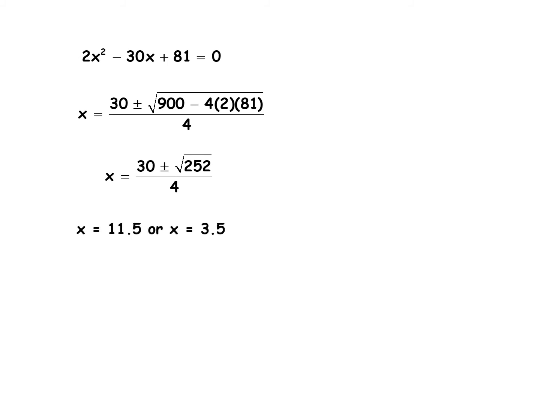Again, I'm going to put it in my calculator. And now I get 11.5 or 3.5. You can see that if I pick 11.5 and I say 15 minus 11.5, I'm going to get the 3.5. So that tells you that the two legs are 11.5 and 3.5 inches.